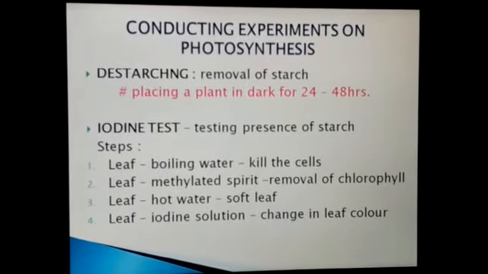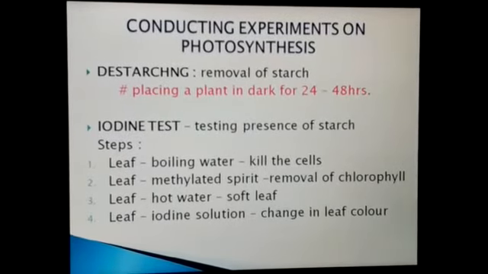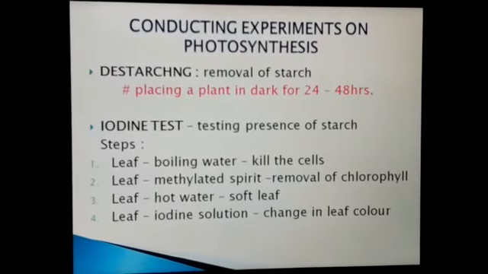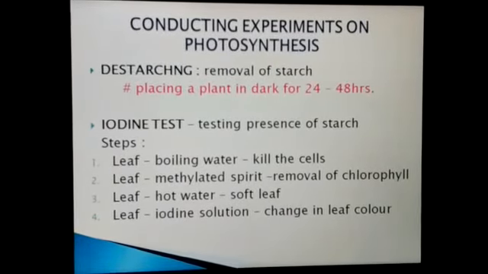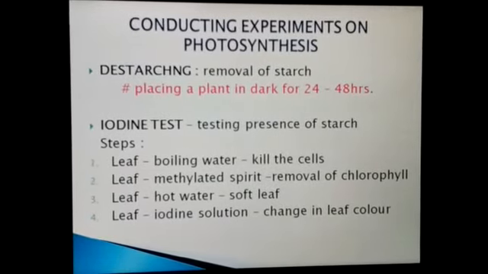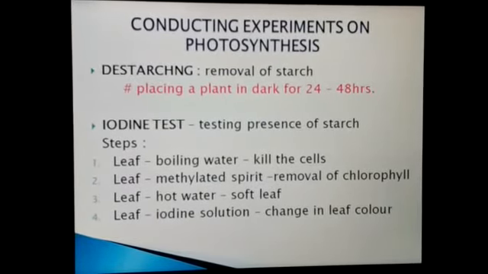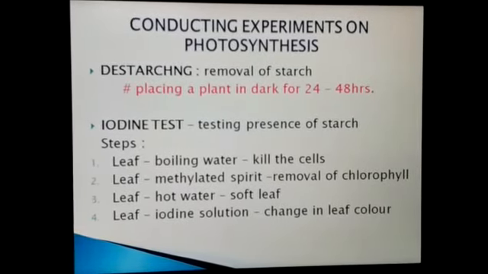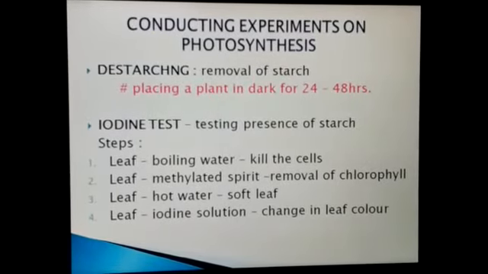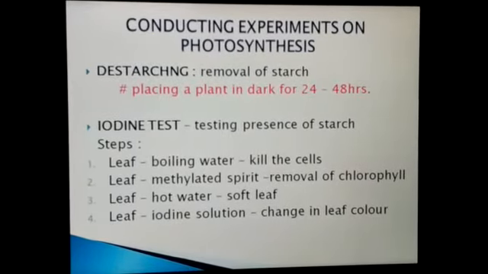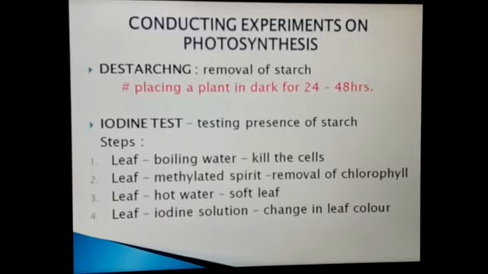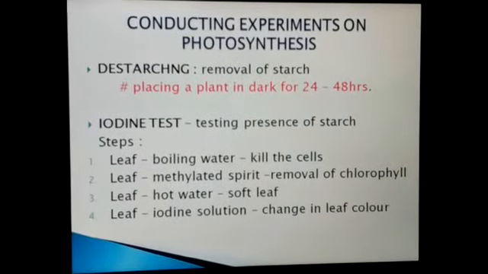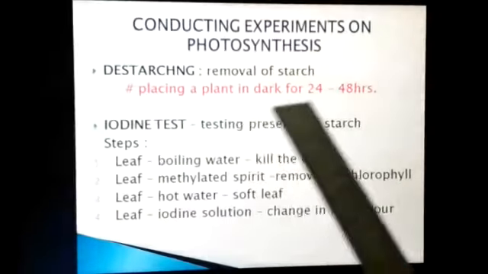Now, why is destarching required? We know that starch is the output, the end result of the photosynthesis process. It is actually glucose, but glucose gets stored in the form of starch. So if starch is tested in leaves, we can test the conduction of the photosynthesis process in it. So before we conduct any experiment on photosynthesis, we have to first remove the starch which was already prepared. So we have to do destarching. Destarching means removal of starch.